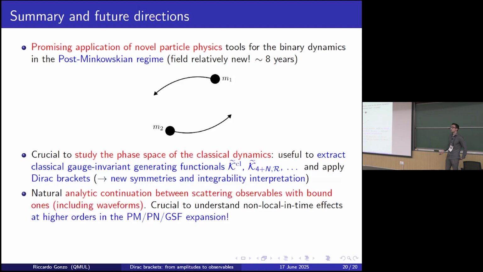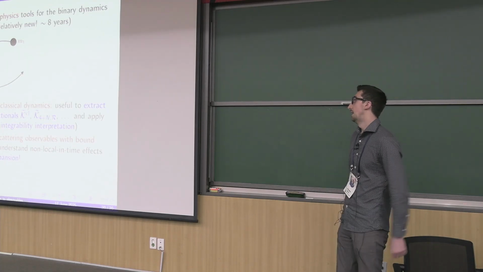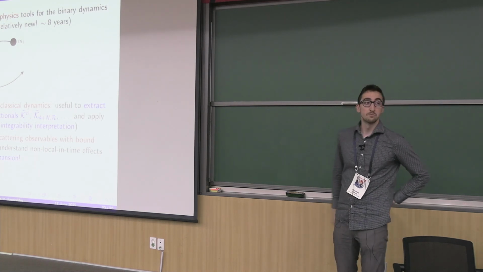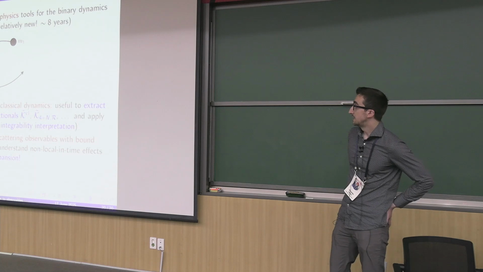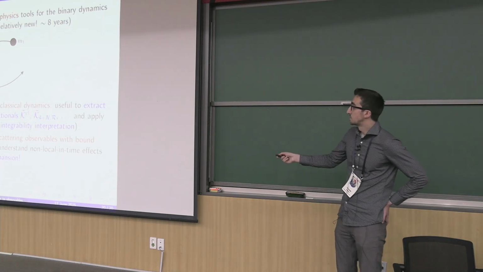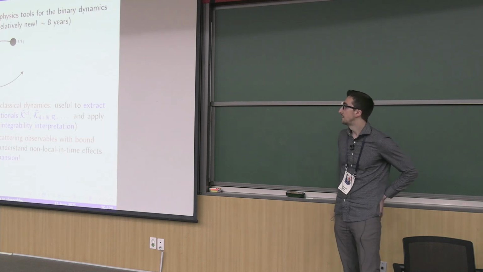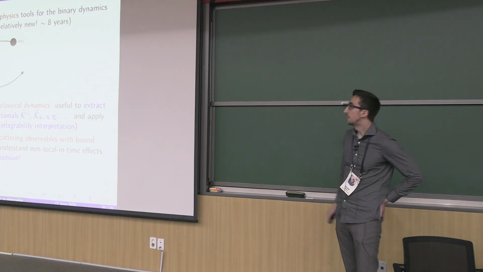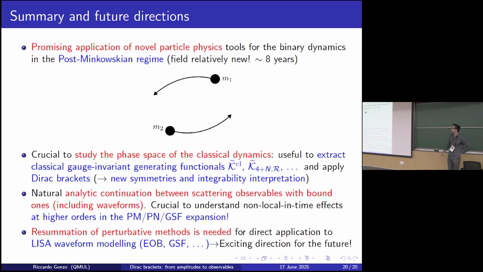There's also analytic continuation, which is actually based on the radial action, which agrees with these 4PM results. So the analytic properties of the radial action are much better than in other actions, because of course there's a choice in how they exponentiate, and this is very important for some analytic properties. It's crucial to understand non-local in time effects. Also, the relation with other approaches, PN, GSF. I think there's lots to do here in the future. And I think also resummation and perturbative methods need direct application, especially for eccentric bound binaries in the future.